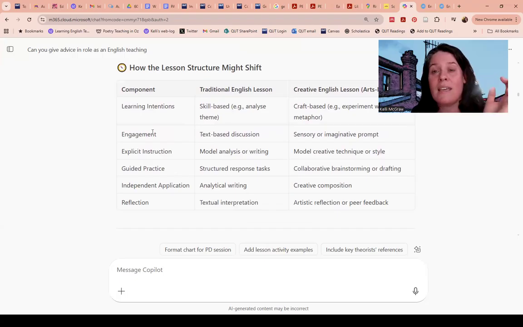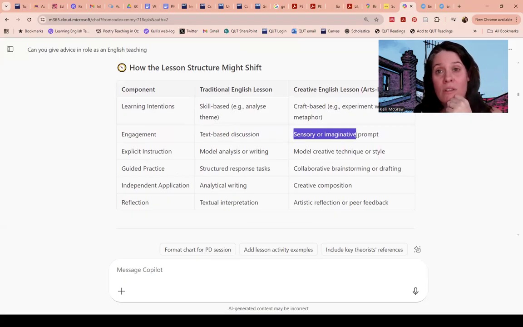Little things like engagement in a traditional English lesson might be very text-based, but in a creative English lesson might be more sensory or imaginative. Isn't that interesting? So here, if you're thinking for your assignment, you want to talk about this, but how do you cite this weird extra lecture, the mini video I've given you?